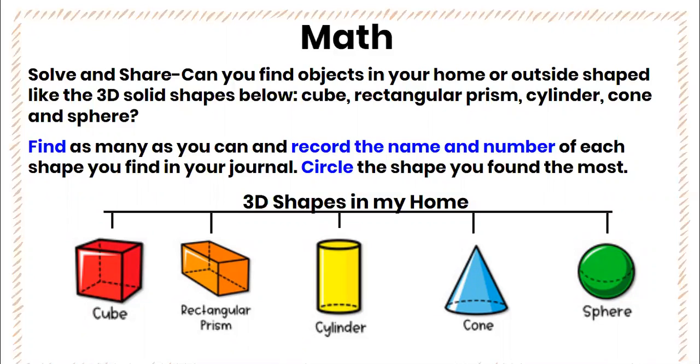So you will walk around your house, see if you can find these shapes in different items in your house or outside. And one suggestion to organize your thinking is to make a tree map, 3D shapes in my home. You can list these 5 3D shapes and the items you find just below it.